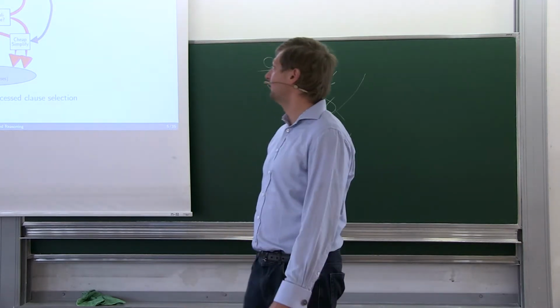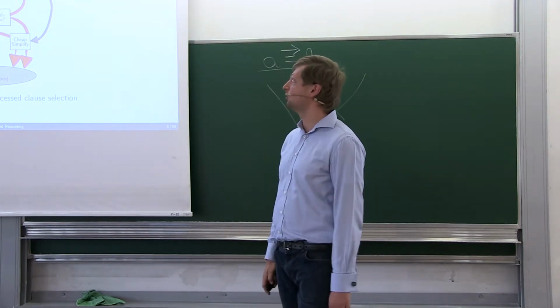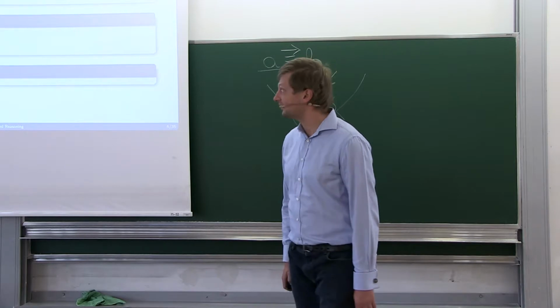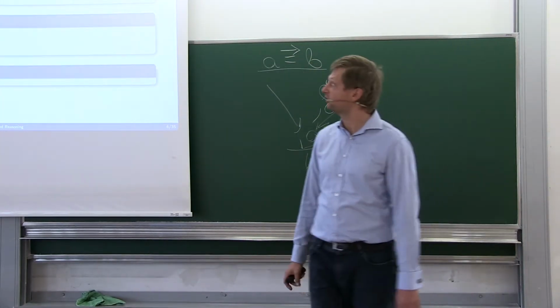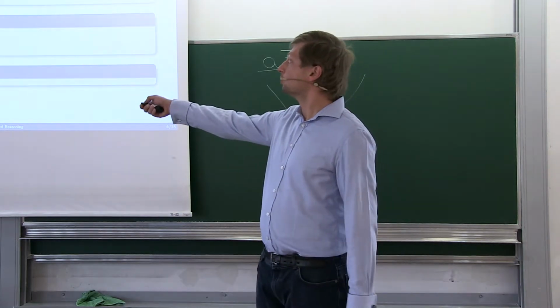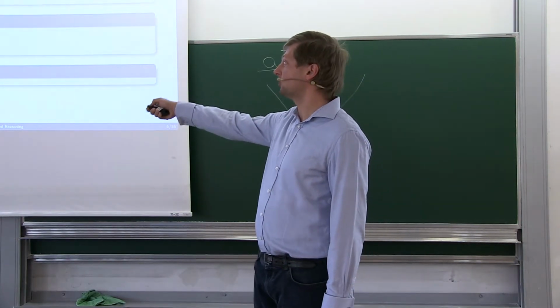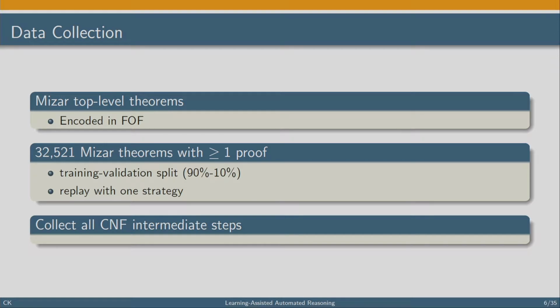So what can we do? Well, first let's give the setting. We need to gather some data. It was first done in this supervised setting. We selected the Mizar top-level theorems encoded in FOF. This means we have 32,000 Mizar theorems with more than one proof, which we split into training and validation sets.